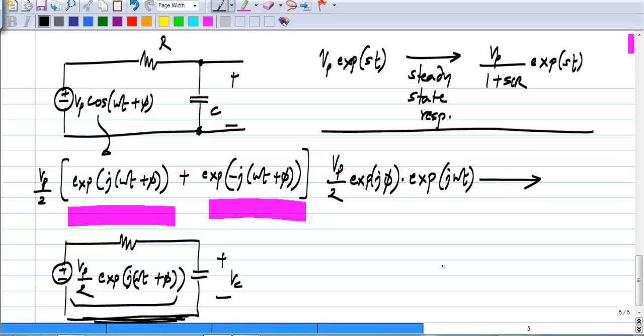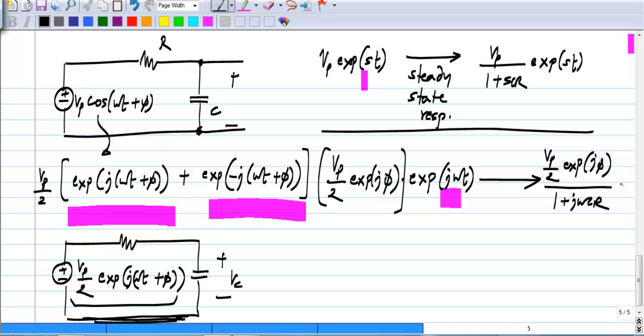So the steady state response corresponding to this is, this s here is basically j omega. So we will have this part of it, which is Vp by 2 exponential j phi, whatever the amplitude is, divided by 1 plus j omega CR times exponential j omega t.